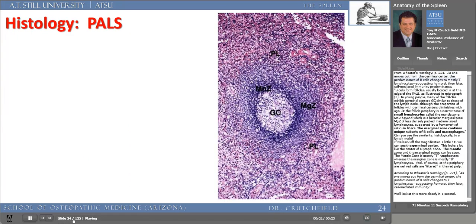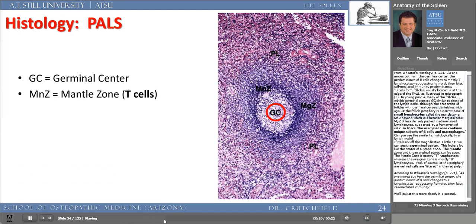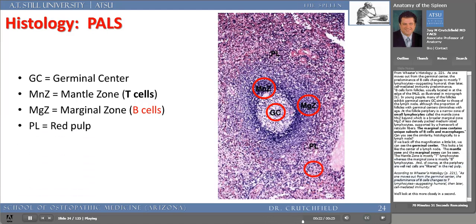If we back off the magnification a little bit, we can see the germinal center. This looks a lot like the center of a lymph node. The mantle zone and the marginal zone can be seen. The mantle zone is mostly T lymphocytes, whereas the marginal zone is mostly B lymphocytes. And of course, at the periphery is where the red cells are filtered in the red pulp. We'll look at this closer in a second.